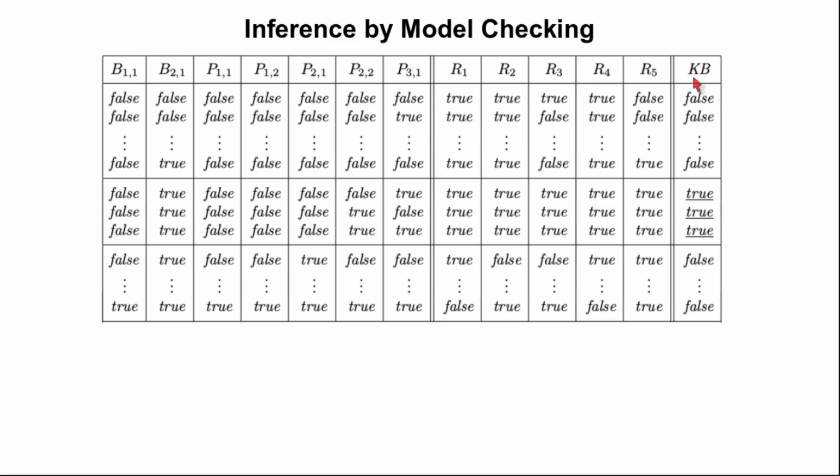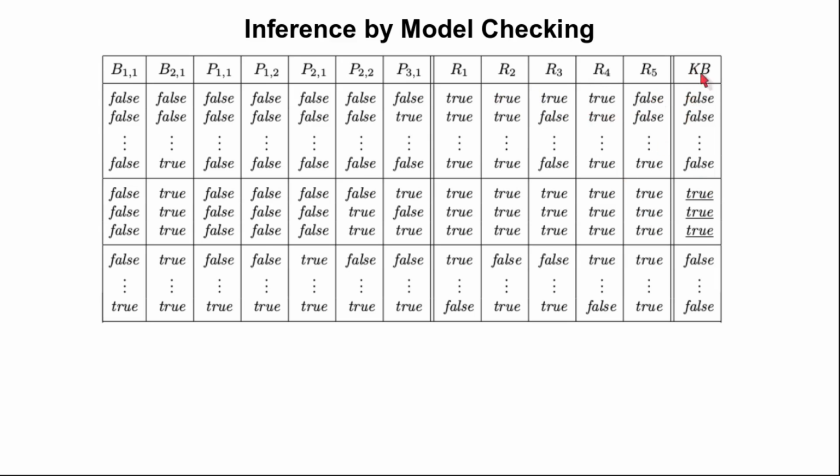Now the knowledge base will be true for a particular model. That means in a particular row, the knowledge base will be true if all the sentences in the knowledge base are true. So for the first model, that means in the first row, all the sentences are not true. R5 is false. Since all the sentences are not true, our knowledge base is false.